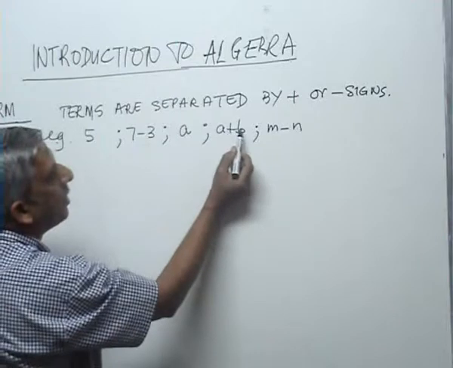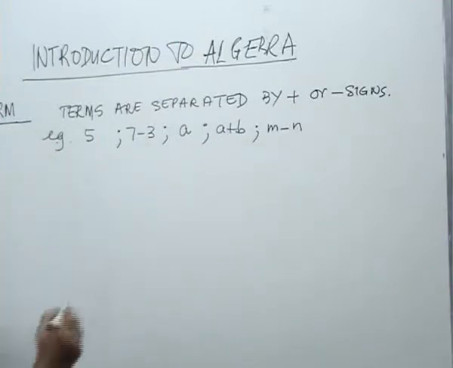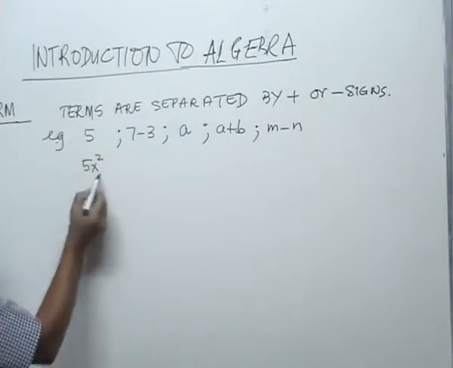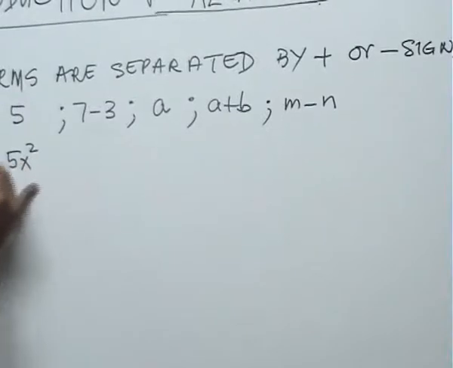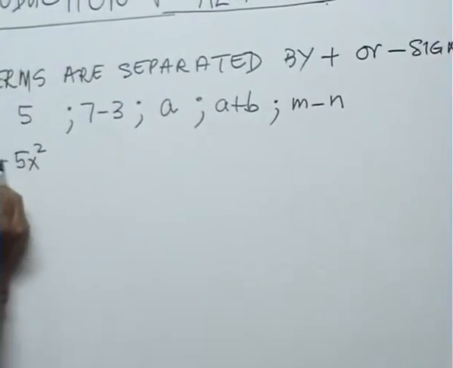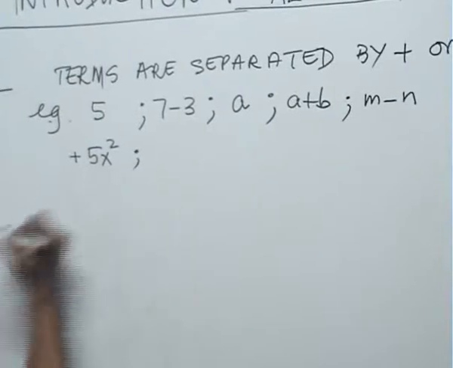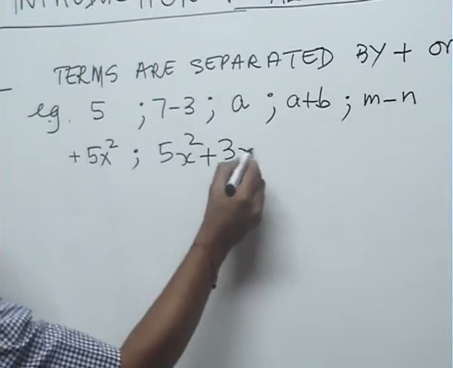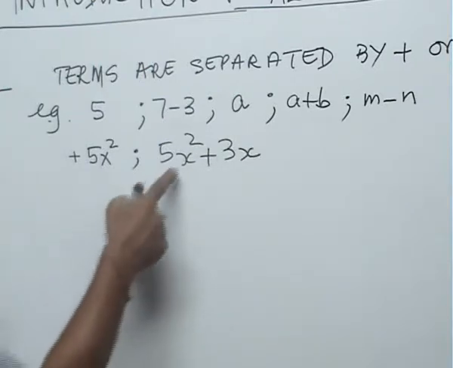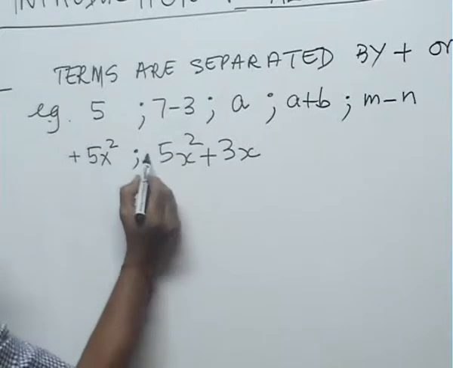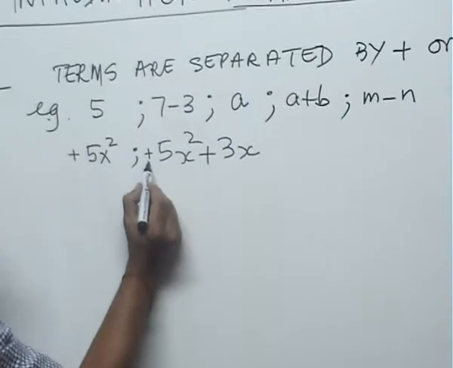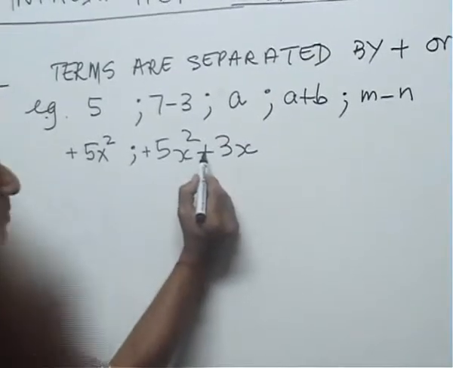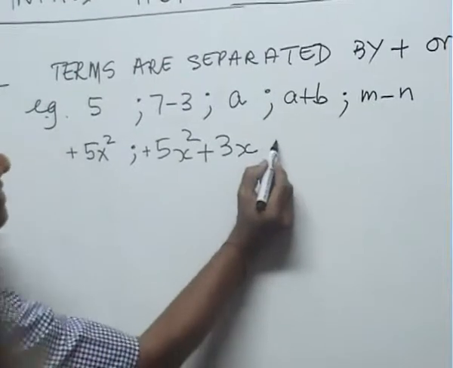Plus A is one term, plus B is another term. If we take a few more examples, if you take a thing like this, 5x squared, then this whole thing is considered a term because the plus sign is understood here. Now, if you take an example like 5x squared plus 3x, then we say there's two terms here because there's one plus sign understood here. So from this plus sign till here is one term. Then from this plus sign till there is another term.